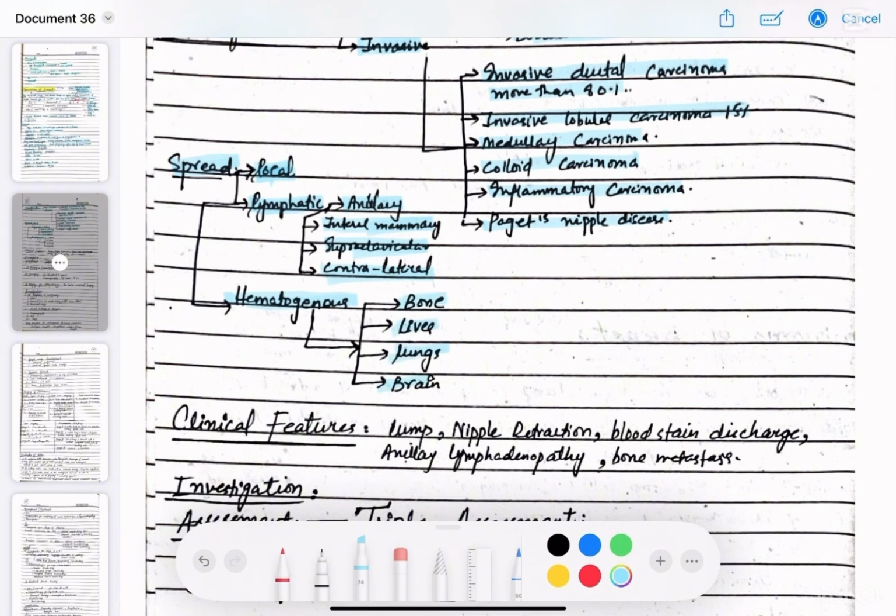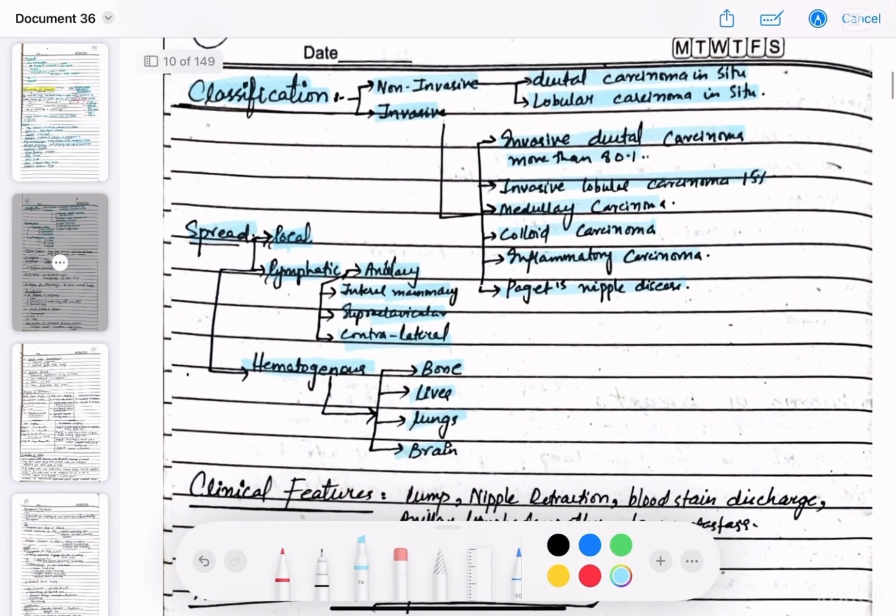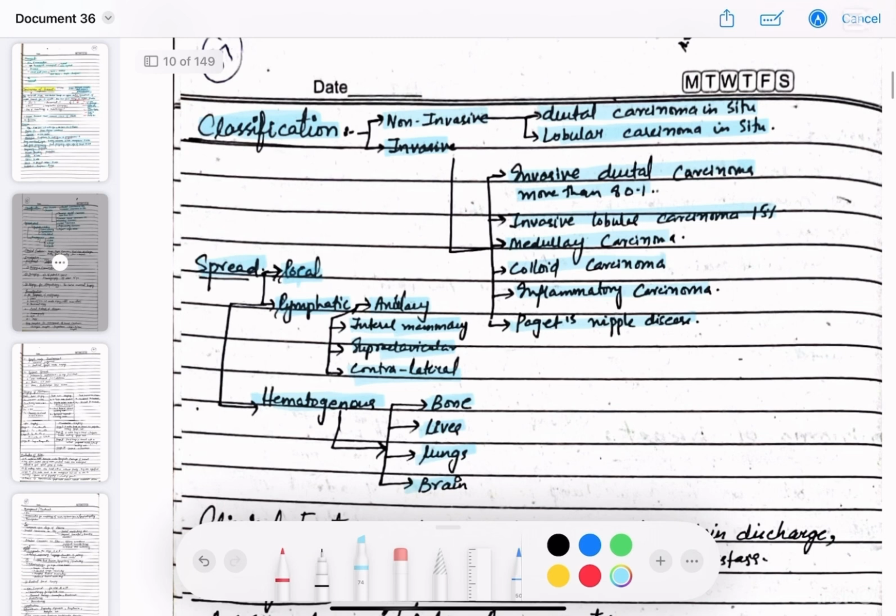Okay, so these are the types of carcinoma of breast, which is non-invasive and invasive. In non-invasive, we have ductal carcinoma in situ and lobular carcinoma in situ, and in the invasive, we have invasive ductal carcinoma, invasive lobular carcinoma, medullary carcinoma, colloid carcinoma, inflammatory carcinoma, and Paget's nipple disease.